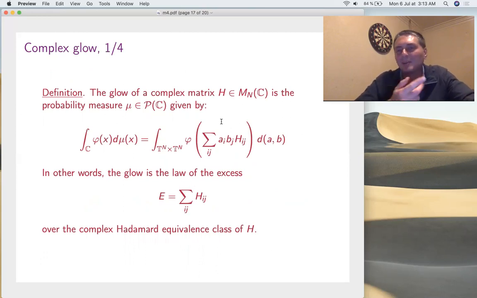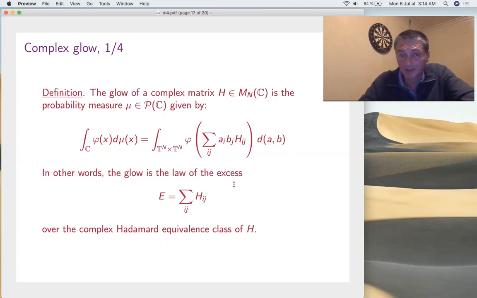So we define the glow in the same way, but now the lights, instead of being on and off, are allowed to take values in T. I remember we had the square city, and we have switches here, here, here, here. Now the switches are continuous, because we can multiply by numbers in T. But once again, the definition is this.